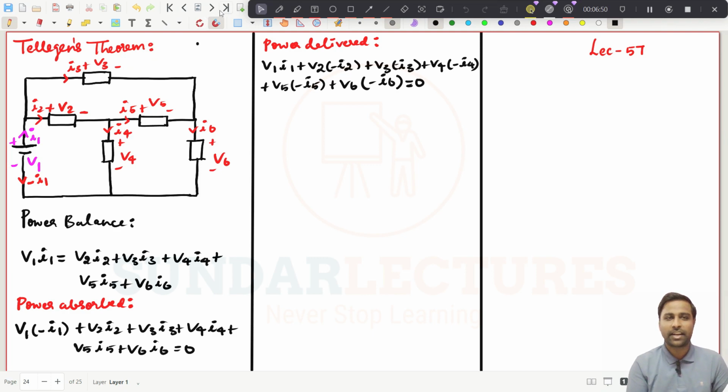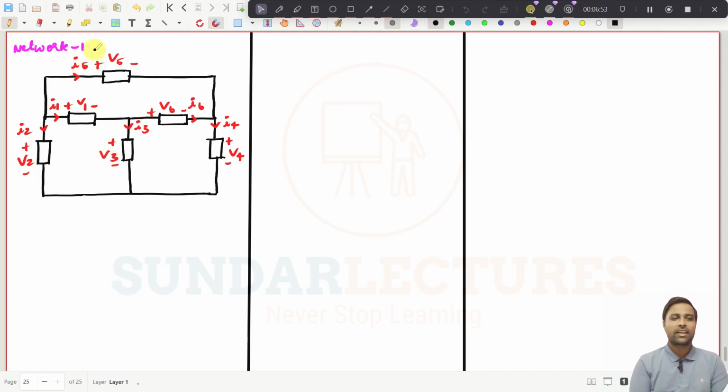Let us take a network. See, we have taken a network 1, and in this network, I have assumed the current directions and I have also written the voltages like this, right? This is the first element, second, third, fourth, fifth, sixth elements I have written like this. And now you see how many nodes are available. This is node A, this is node B, and this is node C, and this one is the reference node. You try to understand.